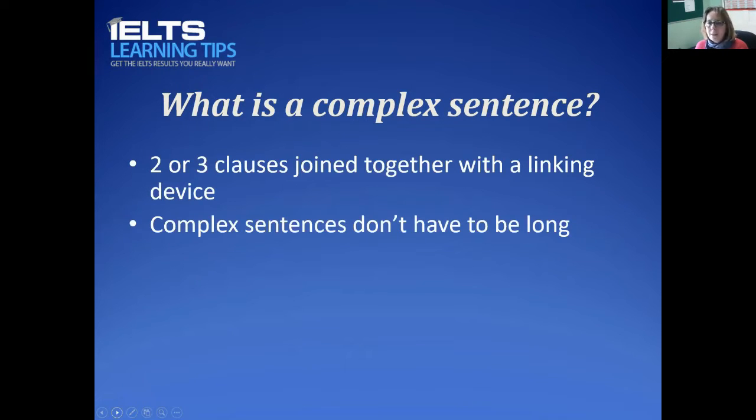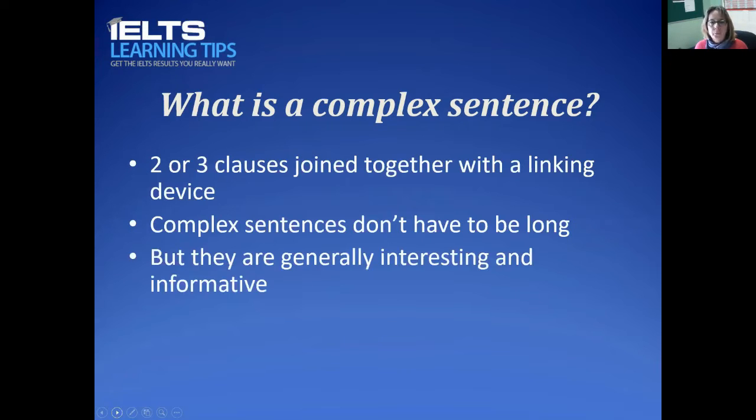They don't necessarily have to be long sentences. So a complex sentence, although it can be quite long, doesn't necessarily have to be long. So just because you write a sentence over 2-3 lines, it doesn't necessarily make it complex. But usually they are more interesting, and they contain quite a lot of information in a fairly economic way.